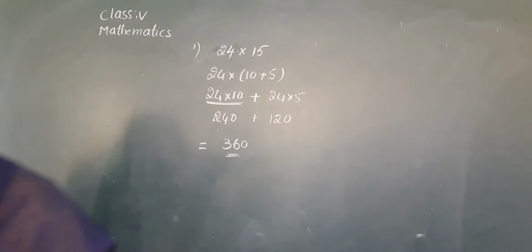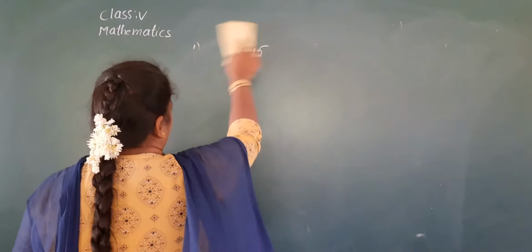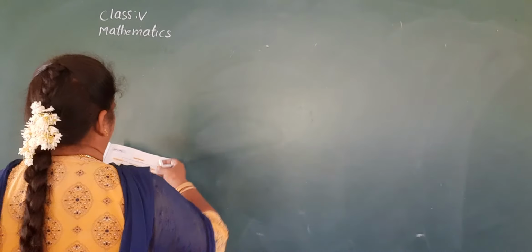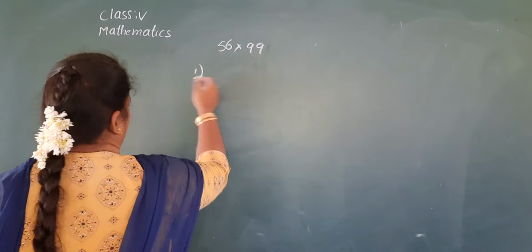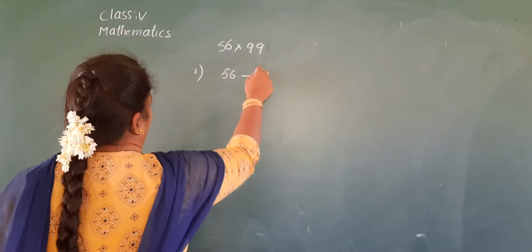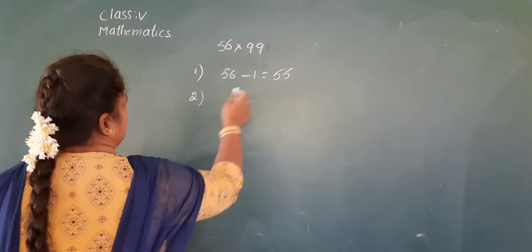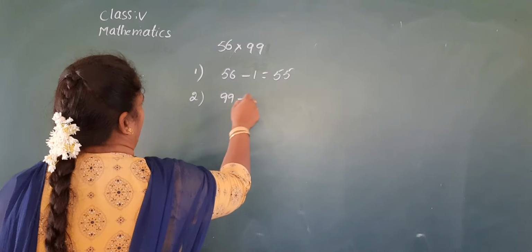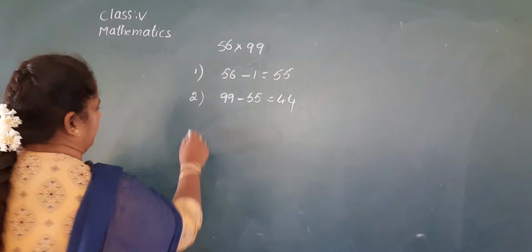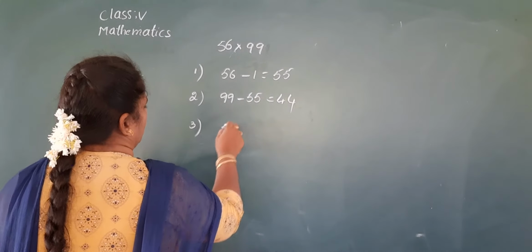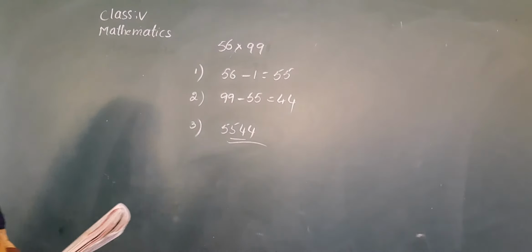Now multiplication by 99. I will revise this also. Example, 56 into 99. Very easy. First you subtract 1 from 56, then we get 55. Next step, you subtract 55 from 99, then we get the answer 44. And third, you write these two numbers together. This is the answer.